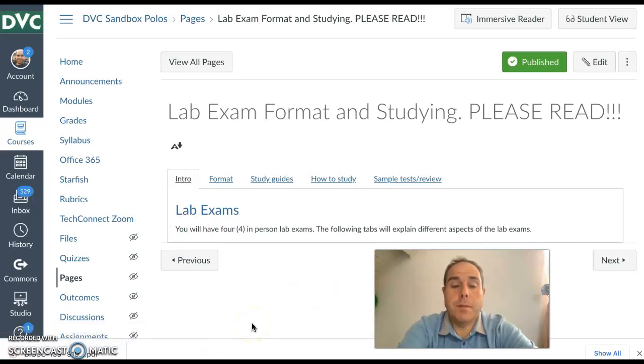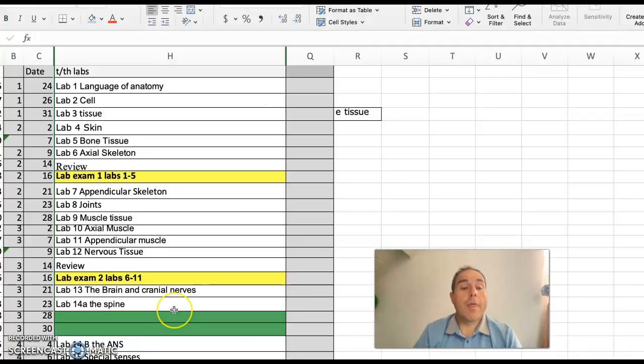There are 4 in-person lab exams. They happen about every 5 or 6 labs. So I see here we have 1, 2, 3, 4, 5, 6 labs, then a review session, and then we have a lab exam on labs 1 through 5, because axial skeleton sort of fit more with the next unit. Then we have appendicular skeleton, labs 7 through 12, or 11 will be on the test.